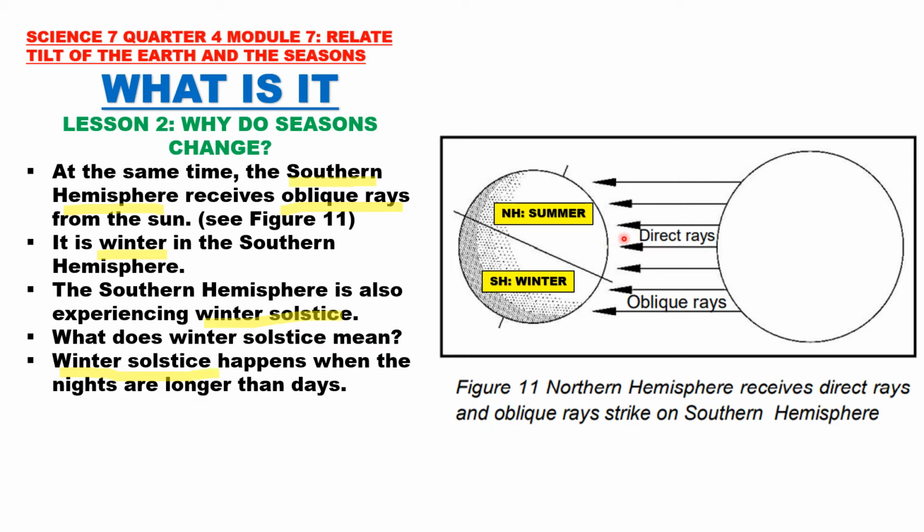So in this illustration, we could see that the direct rays of the Sun fall in the northern hemisphere. So this means that the surface would have a longer time for heating up. Thus, the season in the northern hemisphere will be summer. Now, in the southern hemisphere during the month of June, oblique rays of the Sun hit the surface. Oblique rays means that the surface would be cooler. So in the southern hemisphere, the season is winter during the month of June.